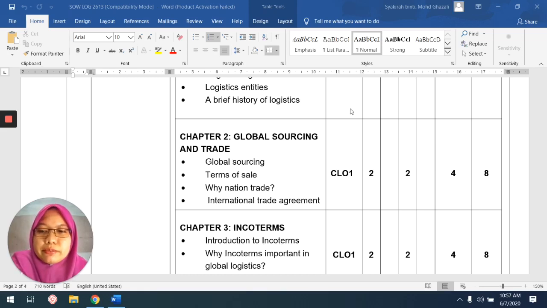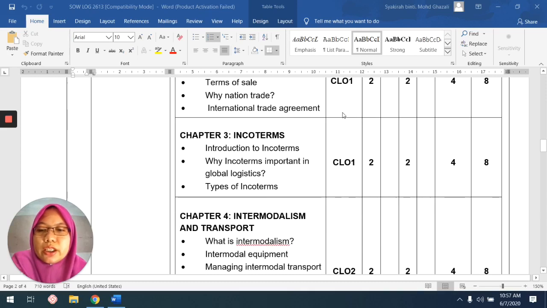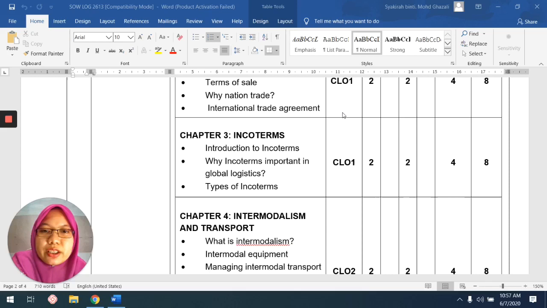Chapter 3 is Incoterms. Do you know what Incoterms is? Incoterms are the terms we use in shipping. In this chapter, we will learn what Incoterms are, why Incoterms are very important in global logistics, and the types of Incoterms. There are more than 10 terms in Incoterms, and we will see them one by one in this chapter.